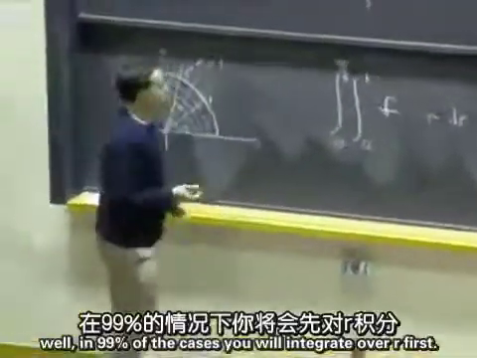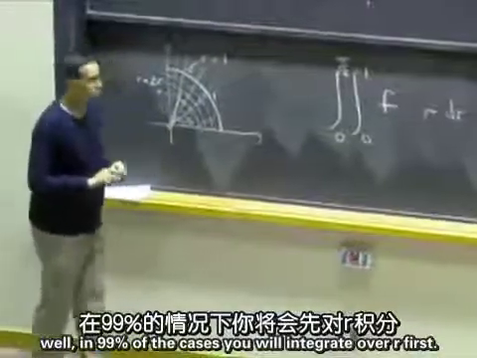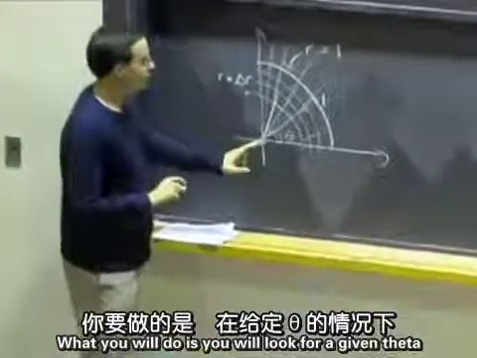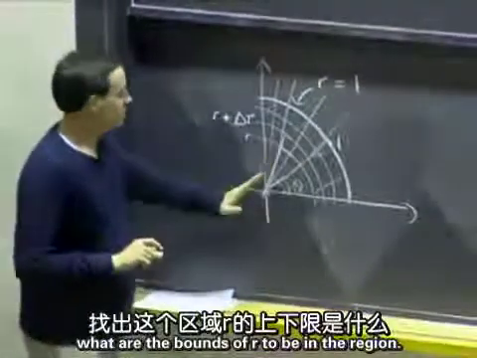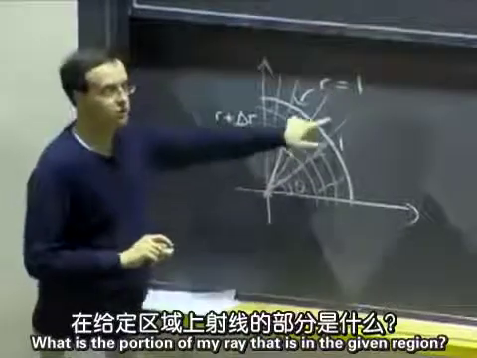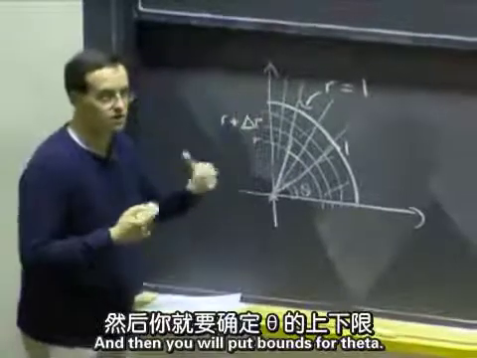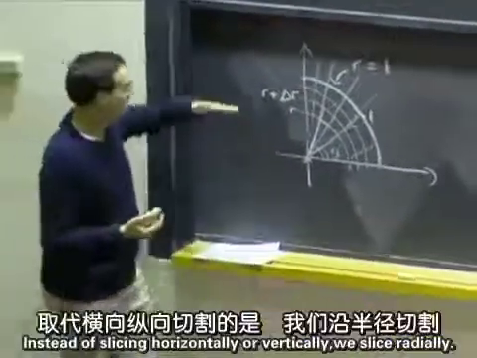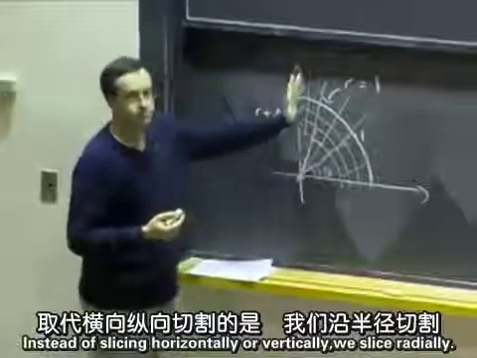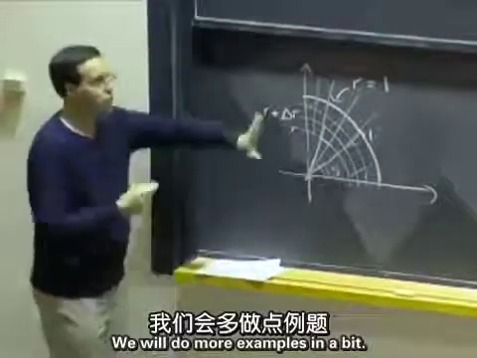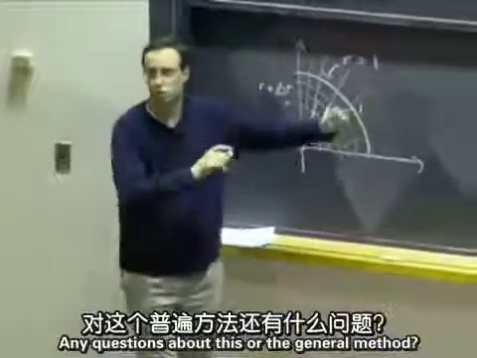And the way that you set up the bounds in general is, in 99% of the cases, you will integrate over r first. So what you will do is you will look, for a given theta, at what the bounds for r are to be in the region. What is the portion of my ray that's in the given region? And then you will put the bounds for theta. But conceptually, it's the same as before. Just instead of slicing horizontally or vertically, we slice radially. Okay? So we'll do more examples in a bit. Any questions about this or the general method?